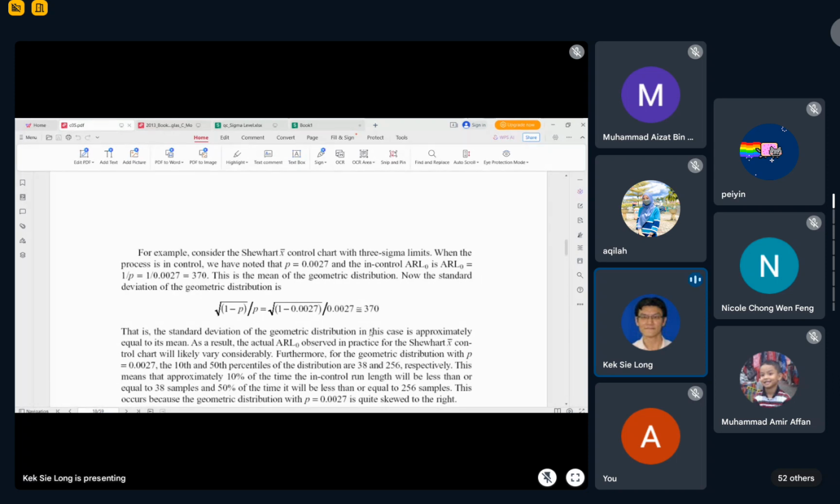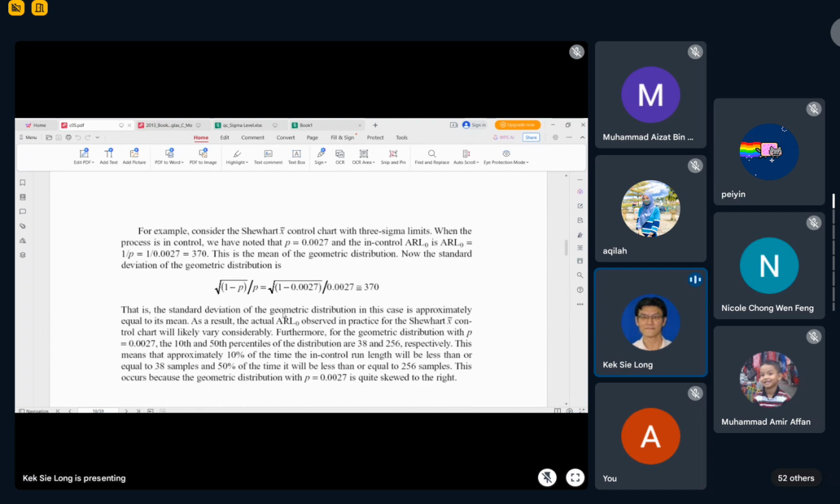From the screen, you see there is a formula: sigma equals the square root of (1 minus p) over p. This is the formula we use to calculate the standard deviation of the geometric distribution. p equals 0.0027. The standard deviation for this geometric distribution is, you see, the same value, 370. So the standard deviation of the geometric distribution in this case is approximately equal to its mean.